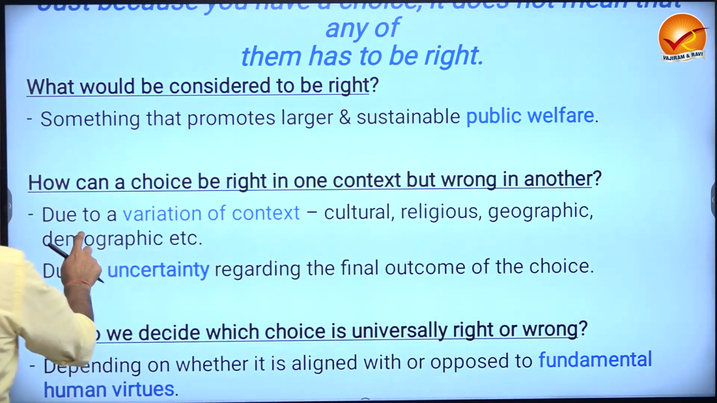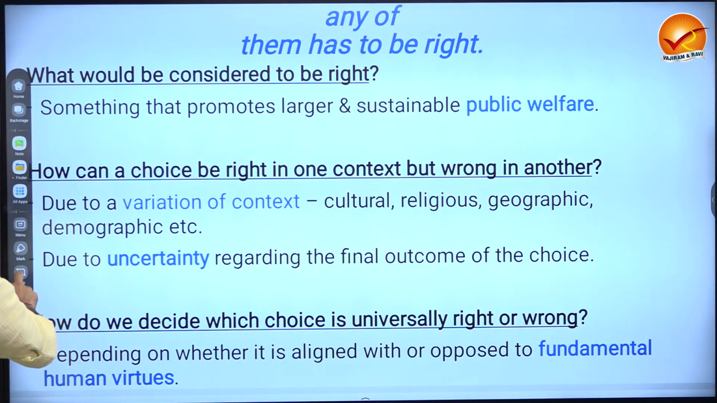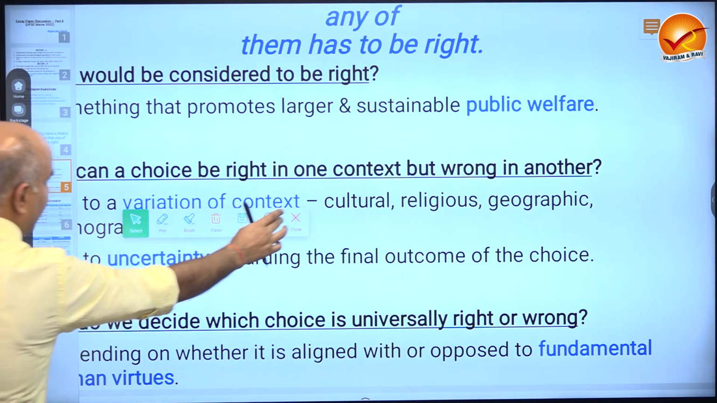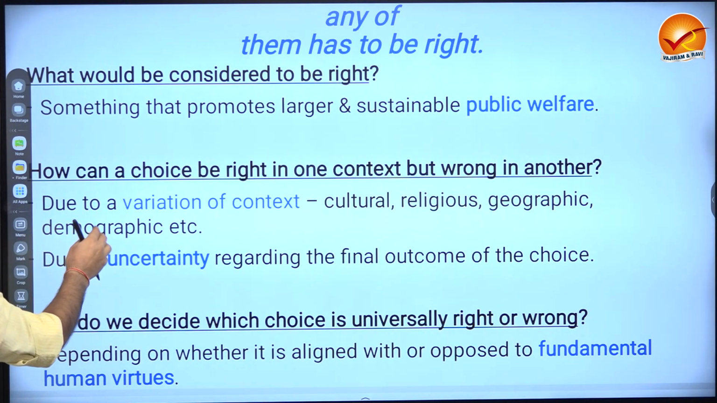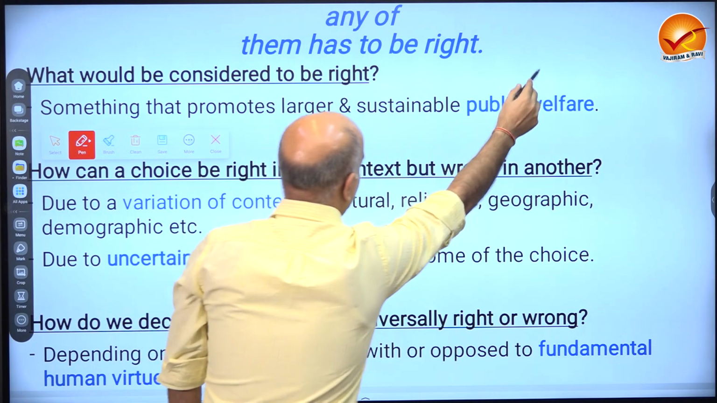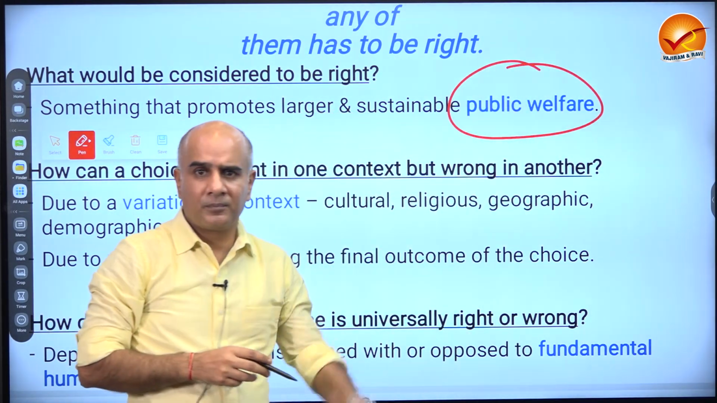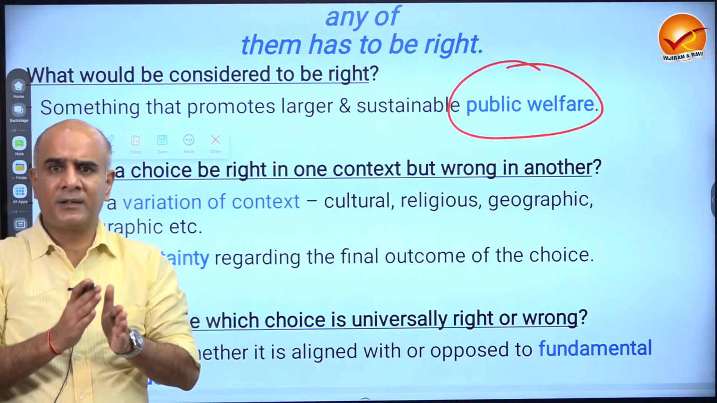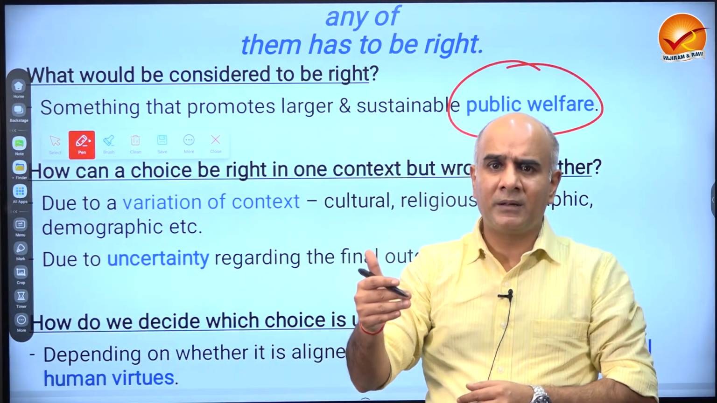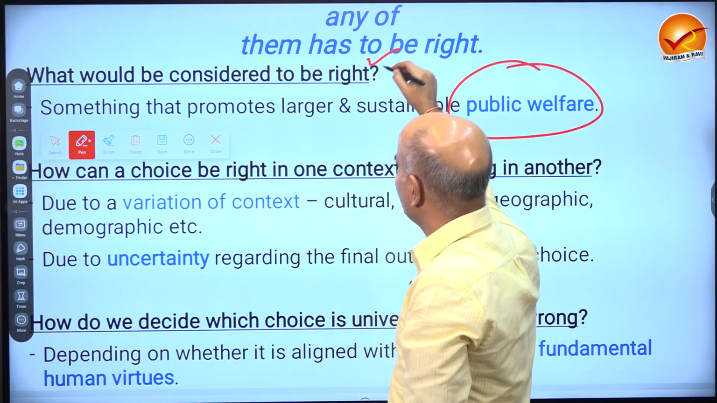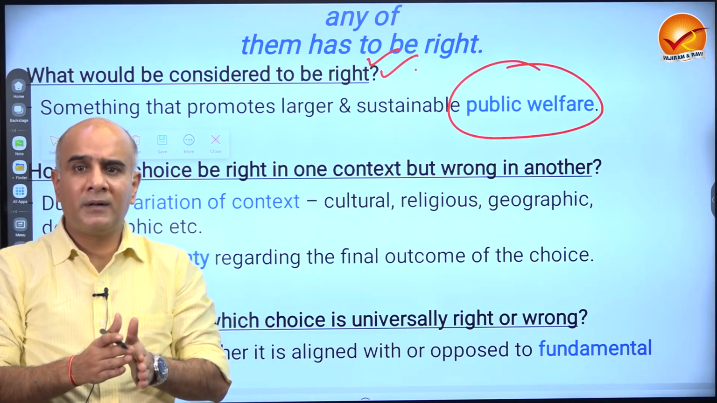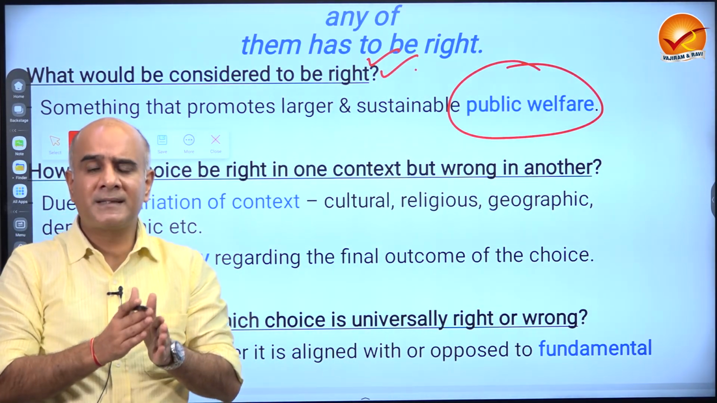Number 1, what would be considered to be right? At any point in time, for any culture, any society, any country, what would be considered to be the right option or the right choice? And what is the right choice? The right choice would be something that promotes larger and sustainable public welfare. Any decision, any action that you take that promotes collective public welfare, larger public welfare, long-term public welfare would by most people, almost on a universal level, be considered to be right. But what will promote public welfare and the welfare of which public exactly?